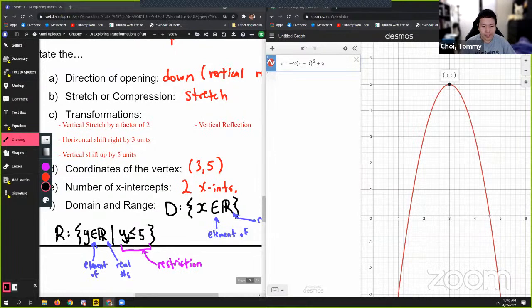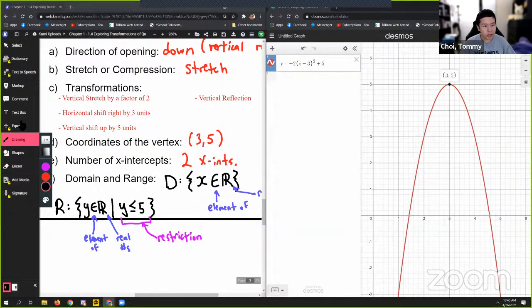The reason why it's less than or equal to is because it's opening down. The y value has to be less than or equal to 5. And that's our range restriction here, right? The highest point that it can be is 5. And that's going to be true for this one here.